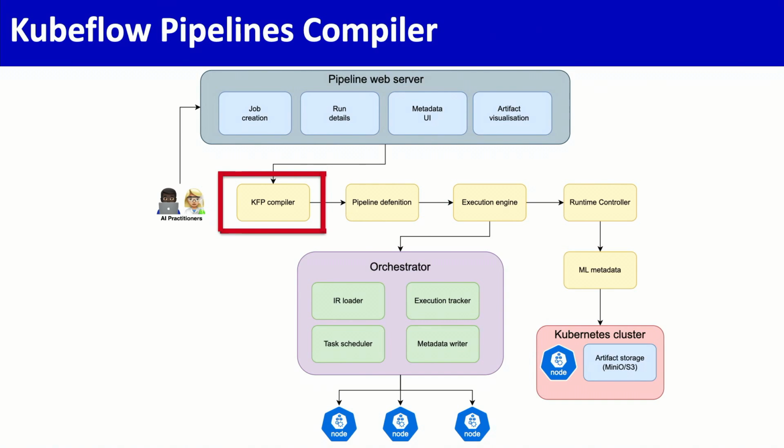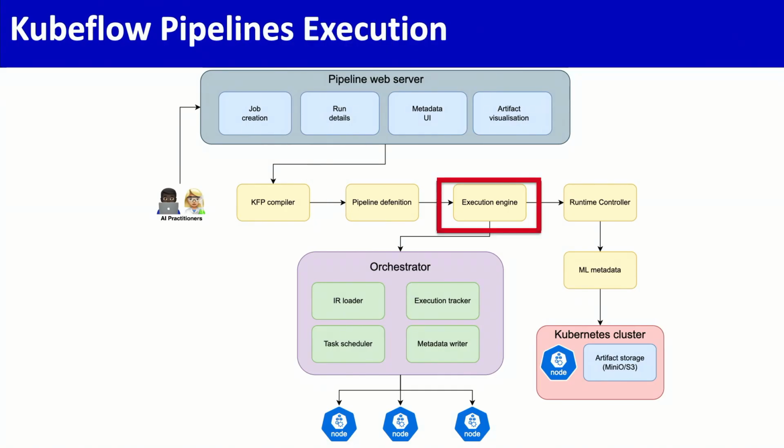Once the functions reach the compiler, they get transformed, usually into YAML, which describes the DAG. The definition is passed to the execution engine, which prepares the pipeline execution by creating a Kubernetes custom resource, describing each step, and then hands it off to the orchestrator.